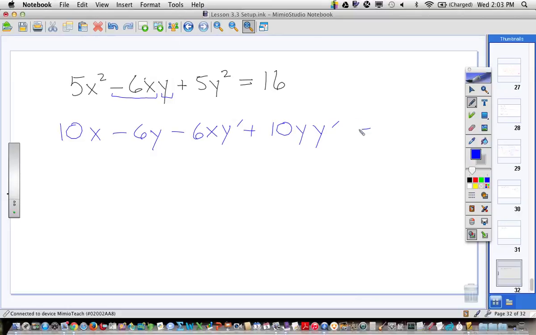All right, and then what's the derivative of 16? 0. Don't forget to put 0 over there. If you put 16, then you mess up all the good work you did on the other side, right? We're doing the derivative of both sides, so the derivative of 16 is 0. All right, now, we got to get y prime by itself. How do we do that?